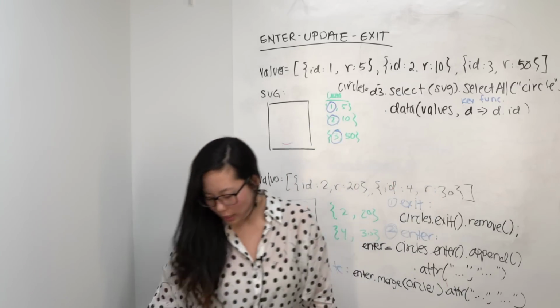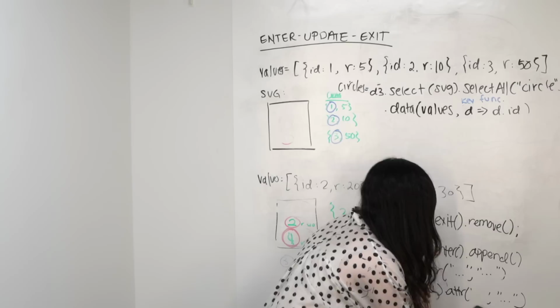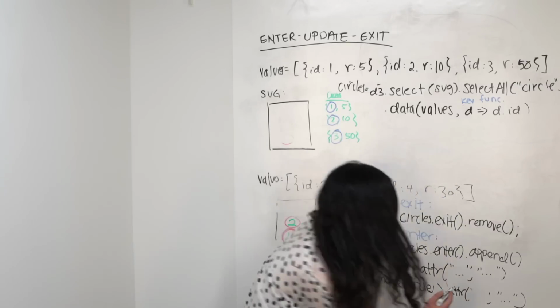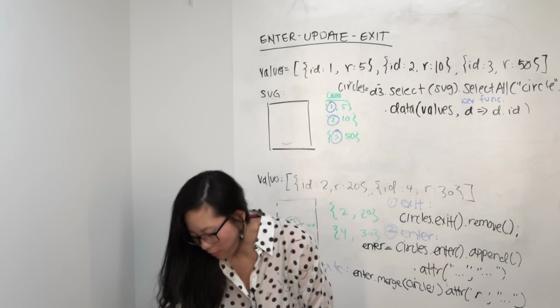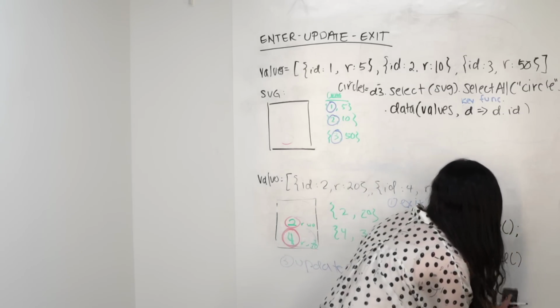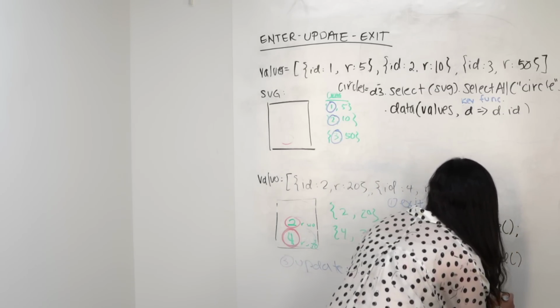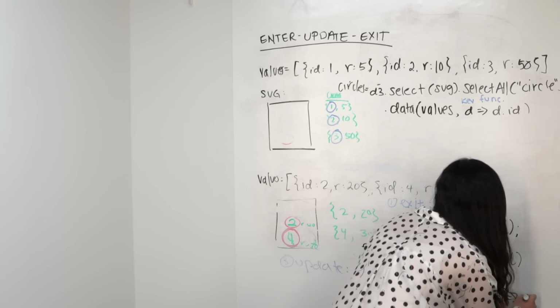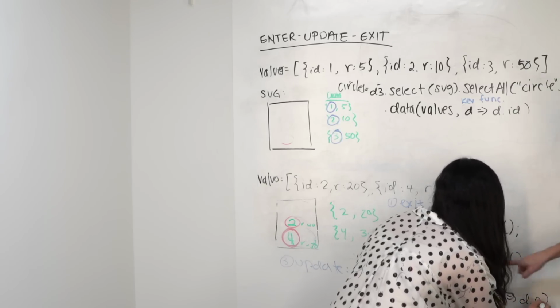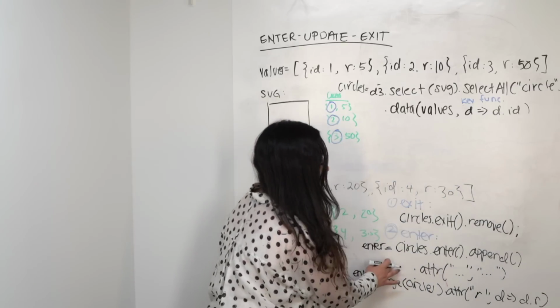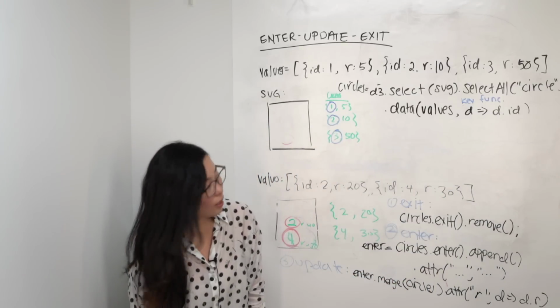I need. In this case, what I want is to set the attribute radius, and then I want to use d.r. And that would be here also, right? So the reason why I have this is because. Oh, you don't need it anymore.